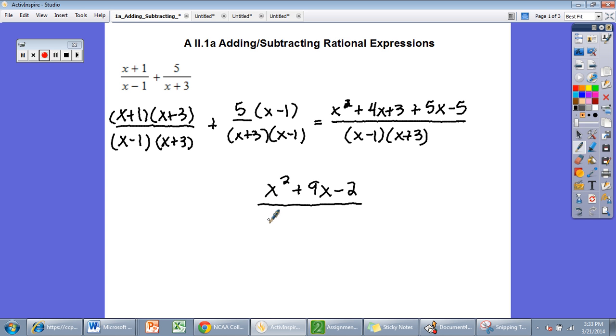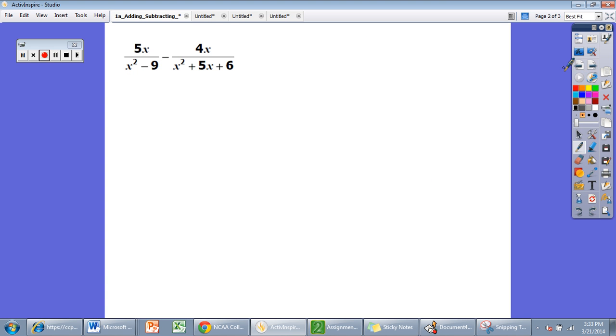Now, we would want to factor that if possible, but most of the time that's just not factorable. So that's our final answer. Now we're going to go ahead and do a more complicated example here, and this one is also a subtraction example. So if you notice here, this is over a binomial and this is over a trinomial.